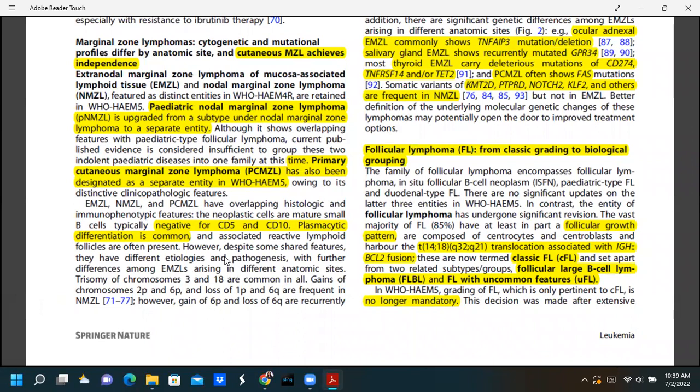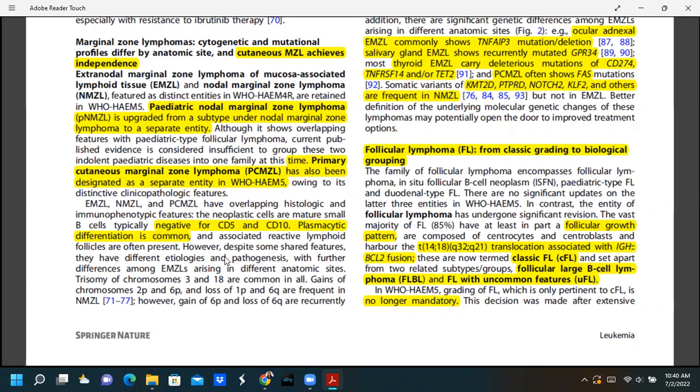So marginal zone, they have three main categories: extranodal marginal zone, nodal marginal zone, pediatric nodal marginal zone, actually four, and primary cutaneous marginal zone. Initially we had extranodal and nodal marginal zone. Now pediatric nodal marginal zone has been made a separate category, and primary cutaneous marginal zone lymphoma has also been made a separate entity. So these are the four broad categories under marginal zone lymphoma.